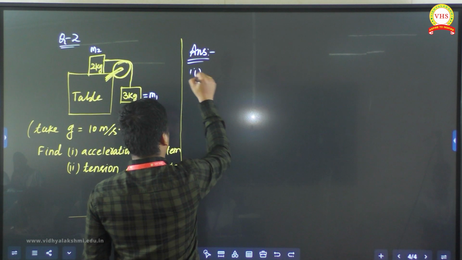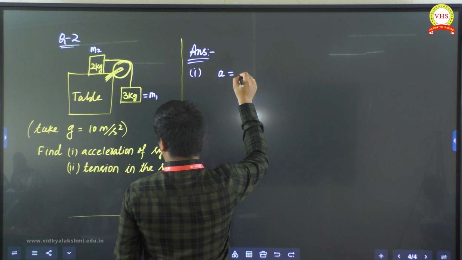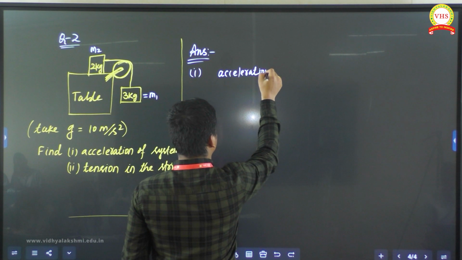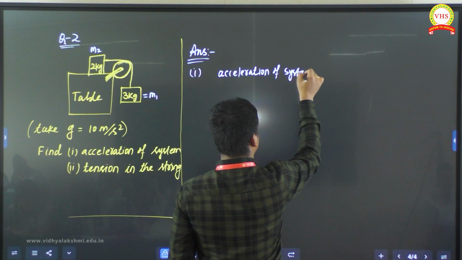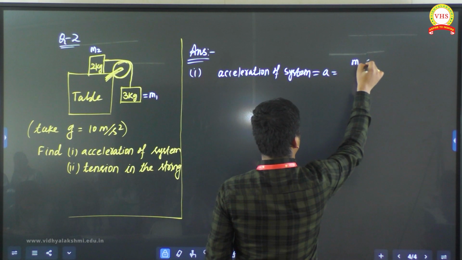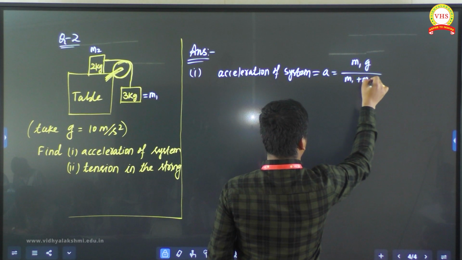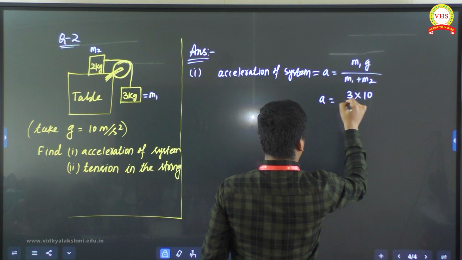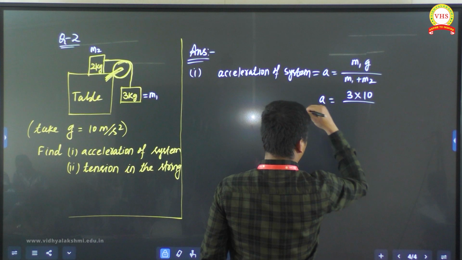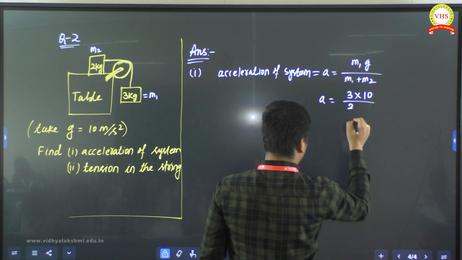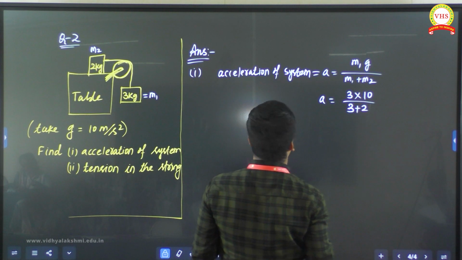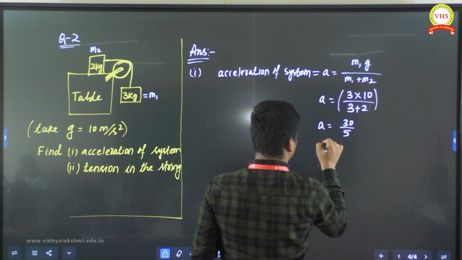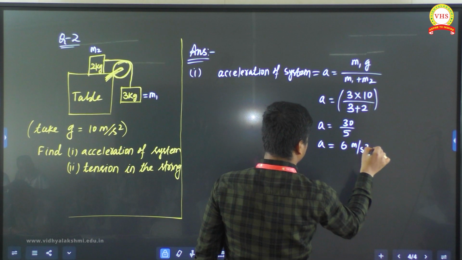Now you want to find the acceleration of the system. A equals M1 into G divided by M1 plus M2. Now M1 is 3, 3 into the G value given, 10. M1 is 3, M2 is 2, so 3 plus 2 you do. Now A equals 30 by 5, so 6 meter per second square.